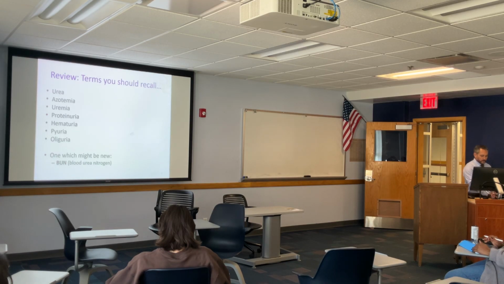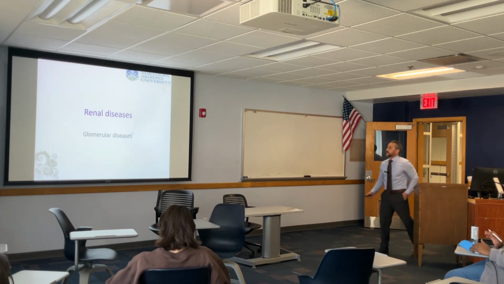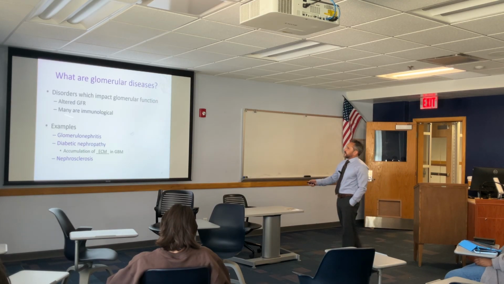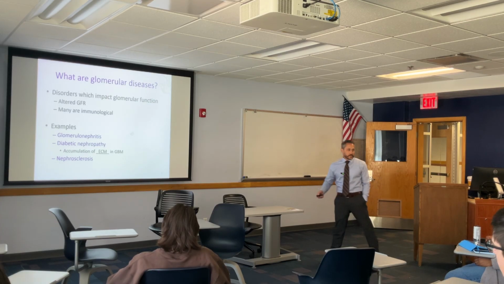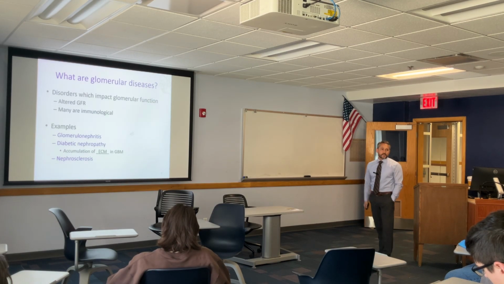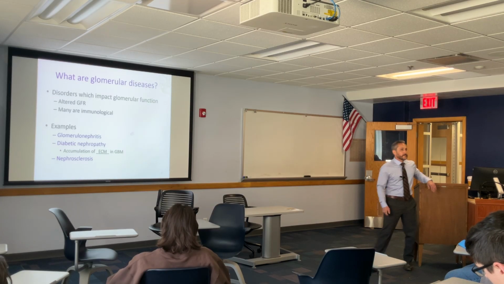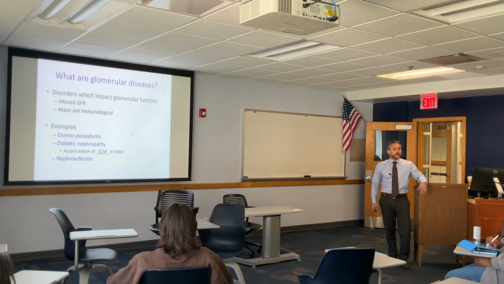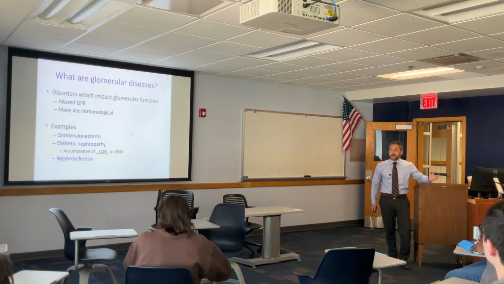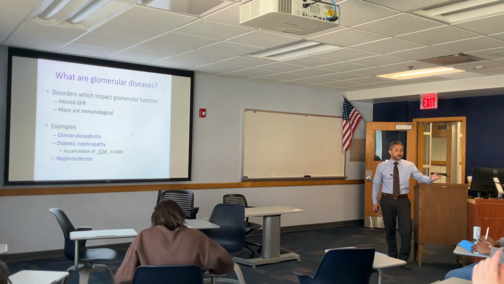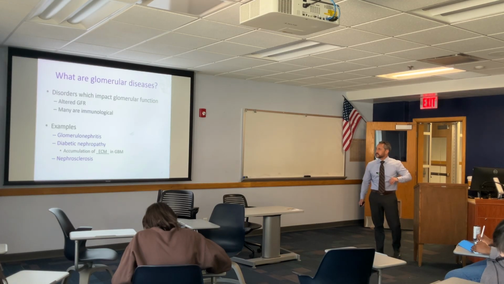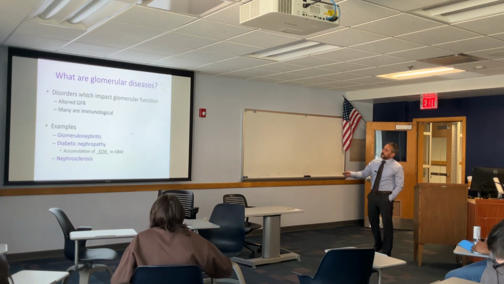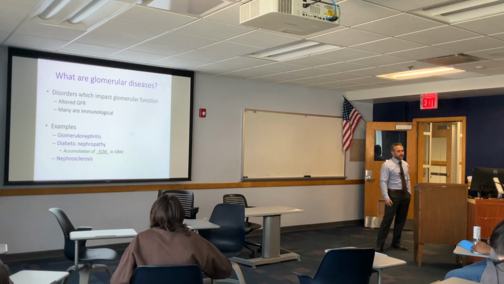Okay, so let's move on and talk about some of these glomerular diseases. Some examples are glomerulonephritis. That's a complicated term from what it looks like, but what do you think it translates to? It's inflammation at the level of the glomerulus. Glomerulonephritis, diabetic nephropathy and nephrosclerosis. We'll walk through each one of these. These all impact glomerular function, so you have an altered glomerular filtration rate, or GFR.